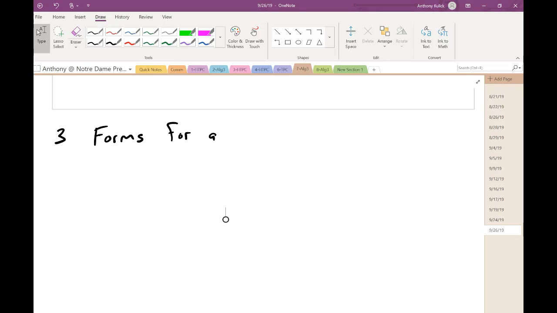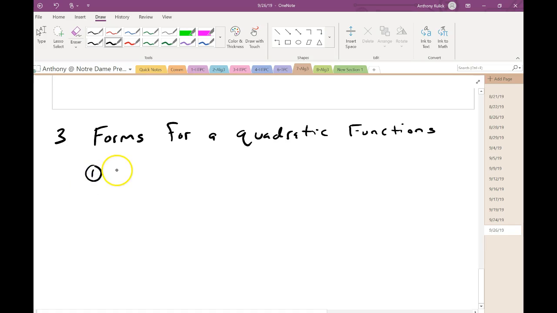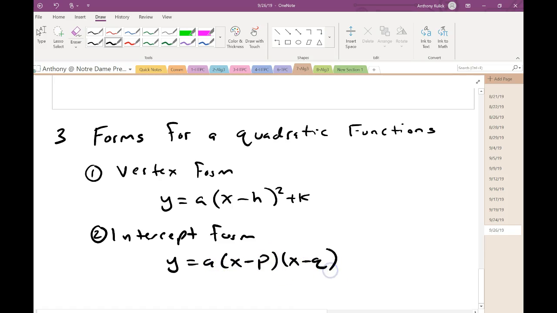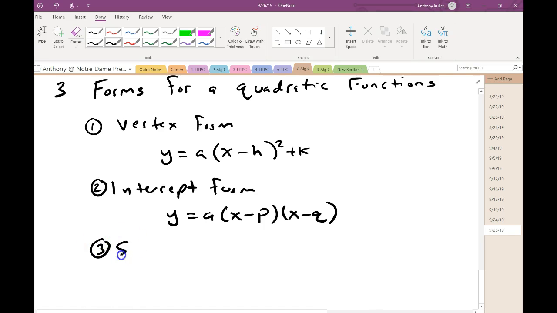So we talked about what a quadratic function was, and we talked about there are three ways to write this quadratic function. We talked about how we can write them in vertex form. We talked about intercept form. And then we talked about standard form.